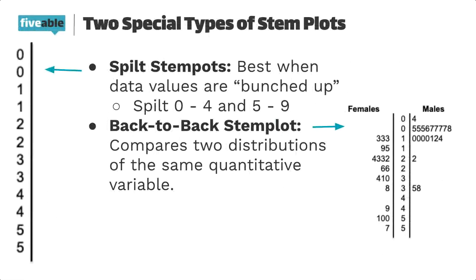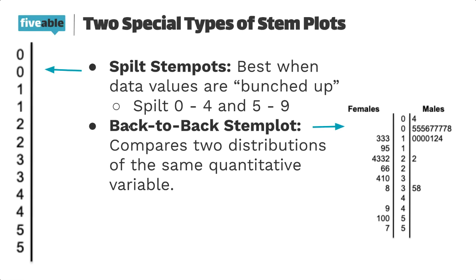We have 2 special types of stem plots. The first one is called a split stem plot. It's best when data values are bunched up. It allows us to see the spread a little bit better. So what we do is we split our stems into 2 different stems. Instead of 0 being just one value and listing all the zeros here, I split them into 2. I put the 0 through 4 data points right here and the 5 through 9 right here. That's called a split stem plot.